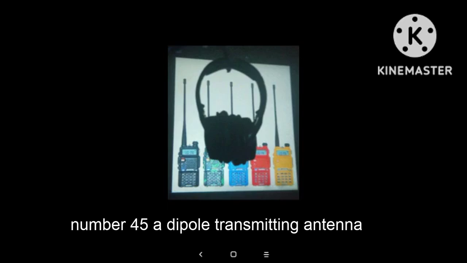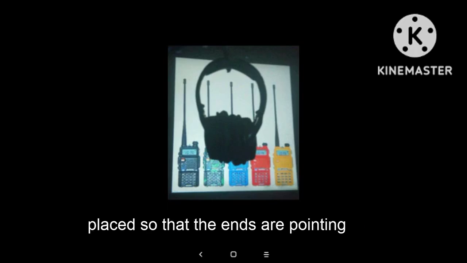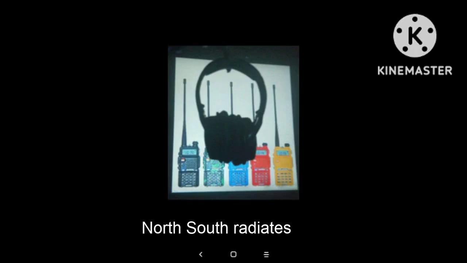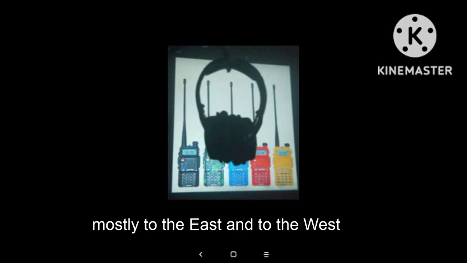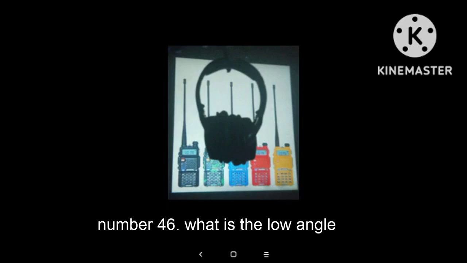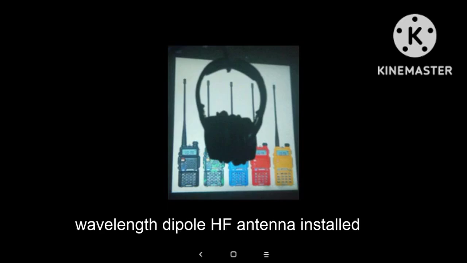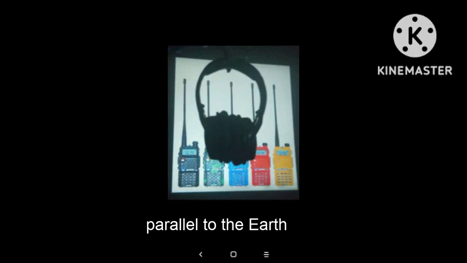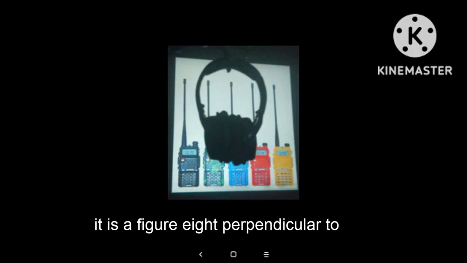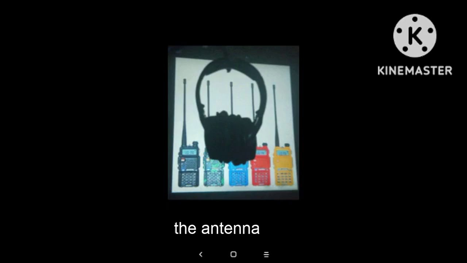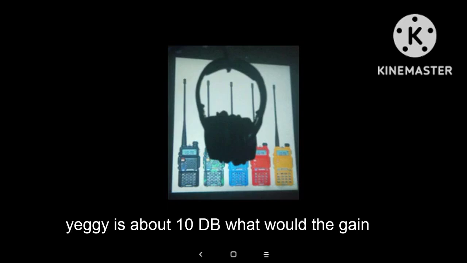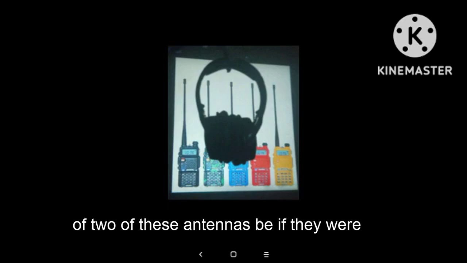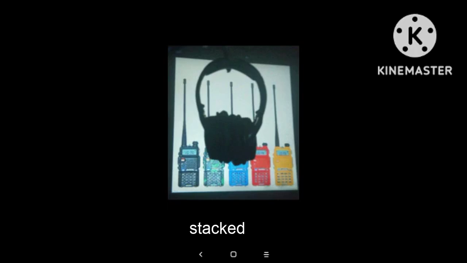Number 45. A dipole transmitting antenna placed so that the ends are pointing north-south radiates mostly to the east and to the west. Number 46. What is the low-angle radiation pattern of an ideal half-wavelength dipole HF antenna installed parallel to the Earth? It is a figure 8 perpendicular to the antenna. Number 47. If the forward gain of a 6-element Yagi is about 10 dB, what would the gain of 2 of these antennas be if they were stacked? 13 dB.